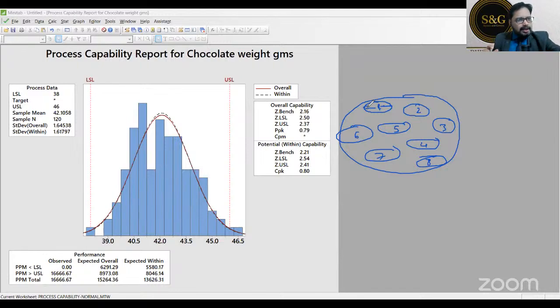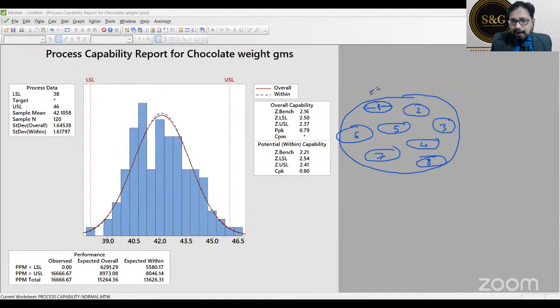Everybody, have you understood my question? Within a sample of 10, the 10 chocolates I took, there will also be variation, yes or no? Just give me yes or no in the chat box. Clear? Okay.